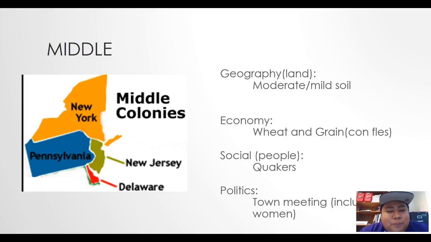And we got some social people. We got the Quakers. Quakers are good people. These are the ones that are like, hey, women are equal to men. We hate slavery. And we are tolerant of every religion. So these are the type of people that live in the middle. Believe it or not, New York is part of the middle. I know it's all the way up top, and you guys always think of it as the north, but it's actually the middle. Politics: we have town meetings, and women are invited to that because Quakers live there.